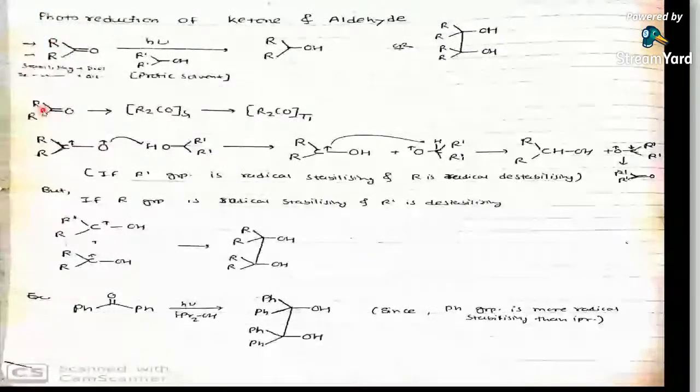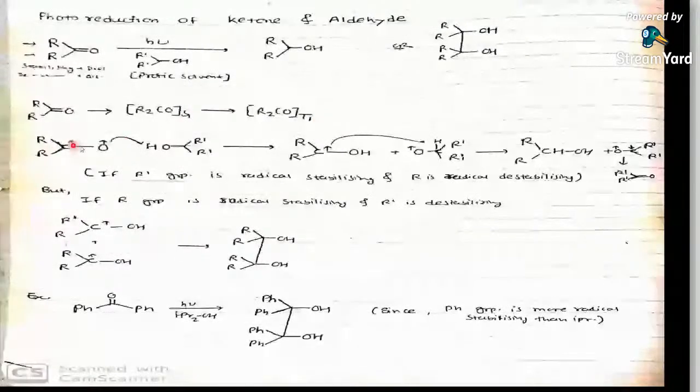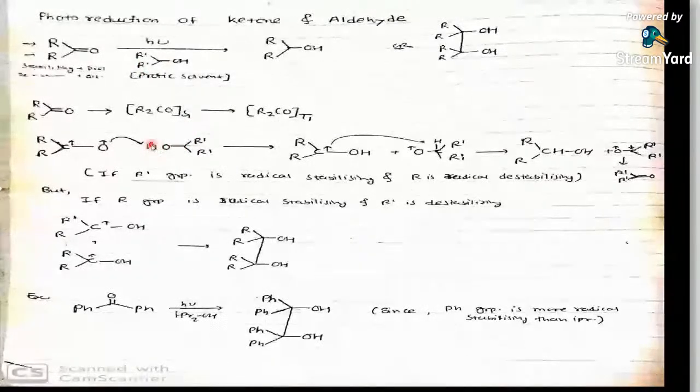Here you can see R C double bond O, this is your reactant species. It will first undergo the singlet state, then the triplet state. Now it will form the diradical. The diradical will have a tendency to attack the protic solvent, which is R dash CHOH R dash. So one of the hydrogens, as a radical, will form a bond with this, and as a result the carbon is left with one radical.